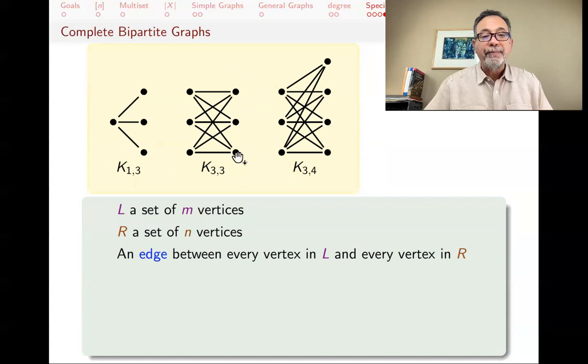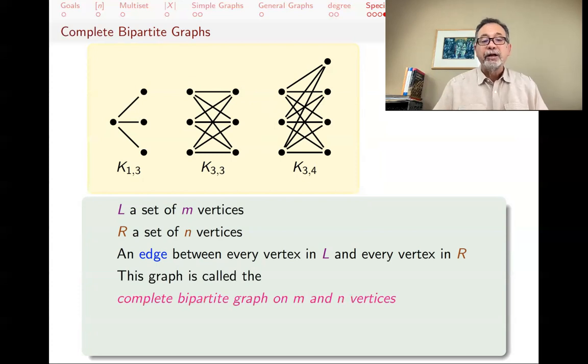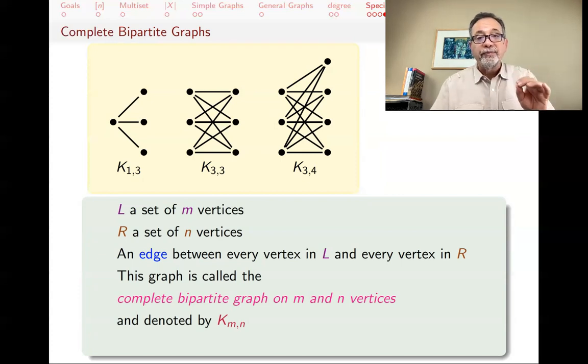So for example, here, K33, you have 3 vertices here and 3 vertices there, and you have connected every vertex on the left to every vertex on the right, but there's no edges on the right, and there's no edges in the left. This graph is called the complete bipartite graph on M and N vertices. M vertices, N vertices, and it's complete in the sense that there's an edge between every 2 vertices on the left and on the right. And it's denoted by KMN. So KM was the complete graph on M vertices. KMN is the complete bipartite graph on M and N vertices.